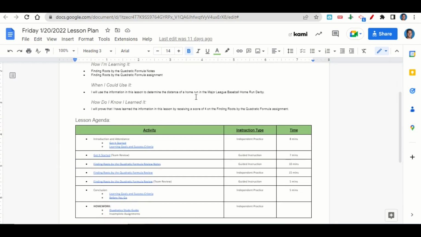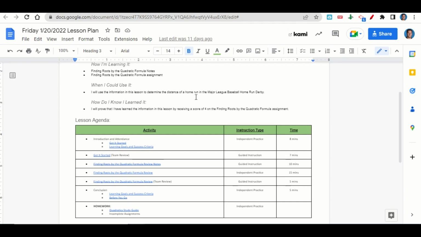Now let's take a look at our agenda for today. We will begin by going over the learning goals and success criteria. While we do that, you'll fill out your Get It Started. Once you've completed your Get It Started, we'll go over it together and answer any questions that you may have. After that, we'll go over the finding roots by the quadratic formula review notes, and then I'll give you time to complete the finding roots by the quadratic formula review assignment. Once you've completed your assignment, we'll go over it together and answer any questions that you may have.